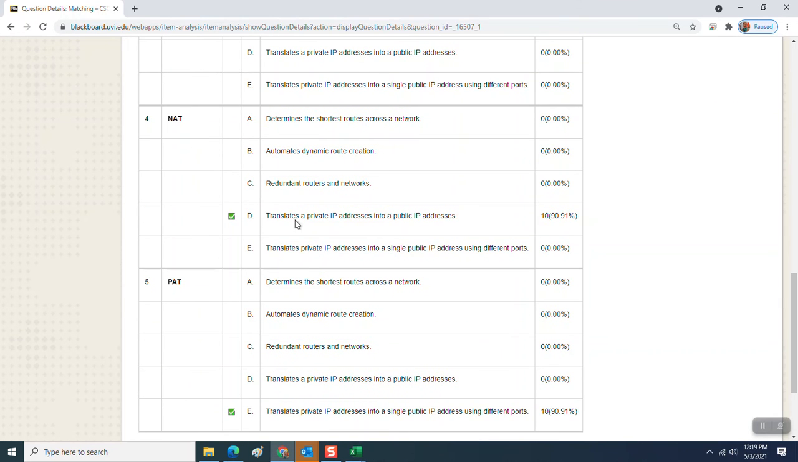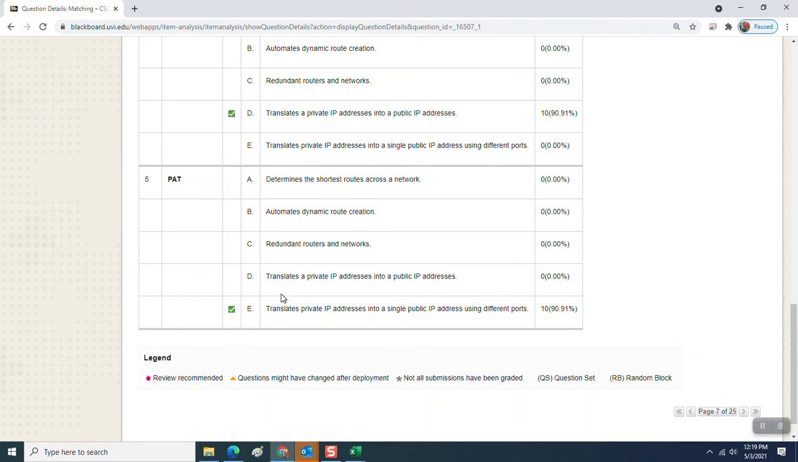NAT translates private IP addresses to public IP addresses. PAT translates private IP addresses into a single public address using different ports. That's called port address translation. That's the answer.